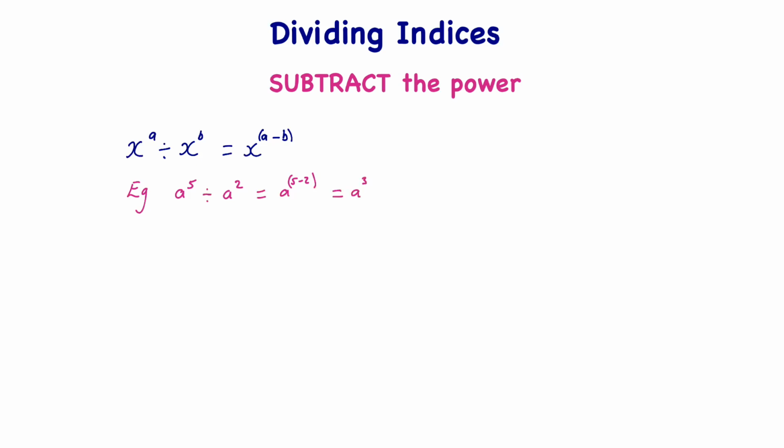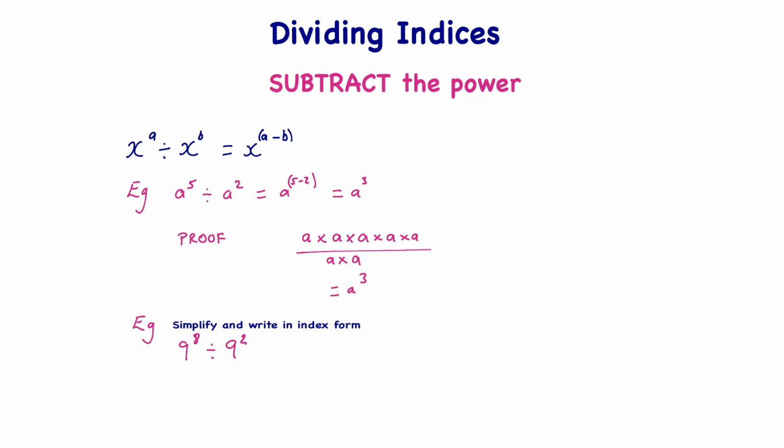And if we were to look at the proof of that, you would see that if you write it as a to the power of 5 divided by a to the power of 2, you can cancel out some of the a's, which will give you the answer of a to the power of 3 over 1, which simplifies to a to the power of 3. Let's have a look at another example.